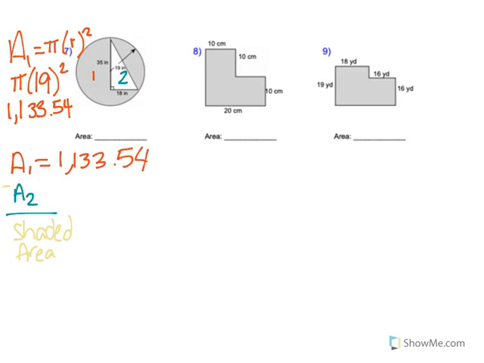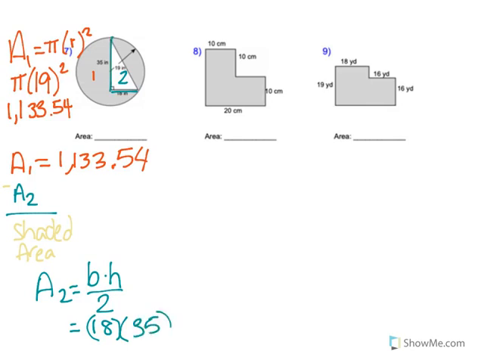Now we have to find the area of a triangle. So the second shape is a triangle, which is base times height divided by 2. The base here is 18. The height is 35 inches, and we're going to divide that by 2. So we're going to take 18 times 35 to get 630, divide that by 2, and we'll end up with an area of 315.